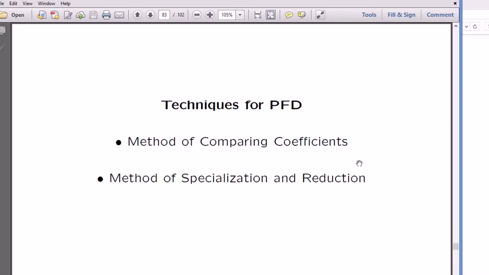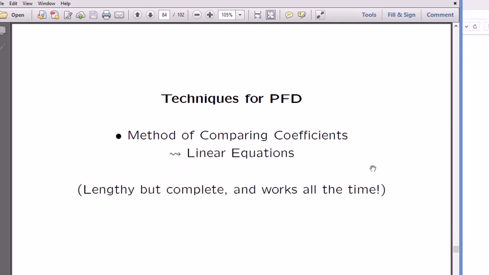Here's the two techniques. Yesterday we did the method of comparing coefficients, right? Today we do everything else, so juggling with other things. All right, the method of comparing. Do you believe that it works all the time? It's very consistent. Multiply the denominator, look at the numerator, you can compare the coefficients. Although it's tedious, it works all the time.